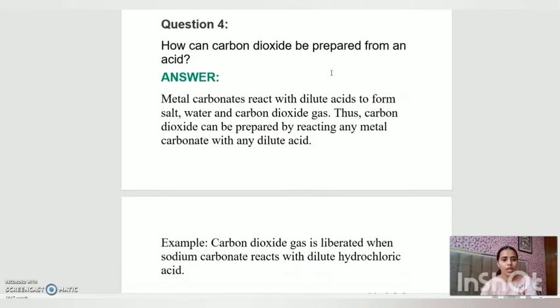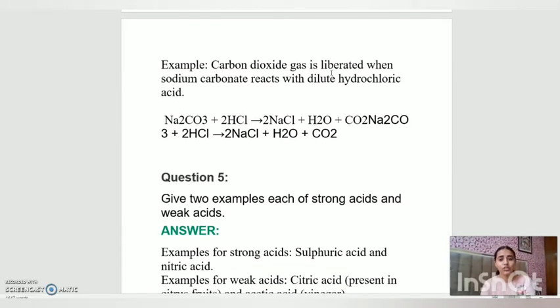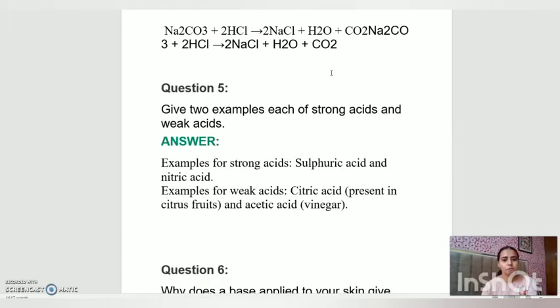So question number 4. Question 4 is, how can carbon dioxide be prepared from an acid? Now they ask us, how can carbon dioxide be prepared from an acid? So the reason is metal carbonates react with dilute acids to form salt, water and carbon dioxide gas. Thus, student, carbon dioxide can be prepared by reacting any metal carbonate with any dilute acid, right? I have also given you a reaction. Carbon dioxide gas is liberated when sodium bicarbonate reacts with dilute hydrochloric acid, and this reaction is formed, student.